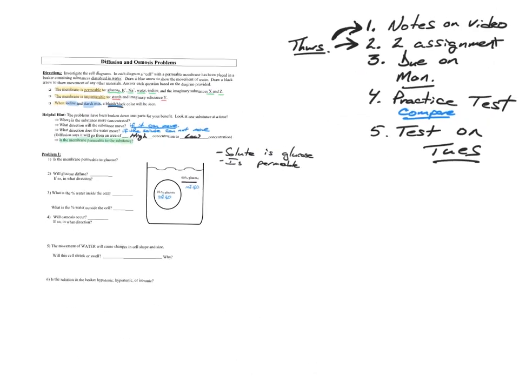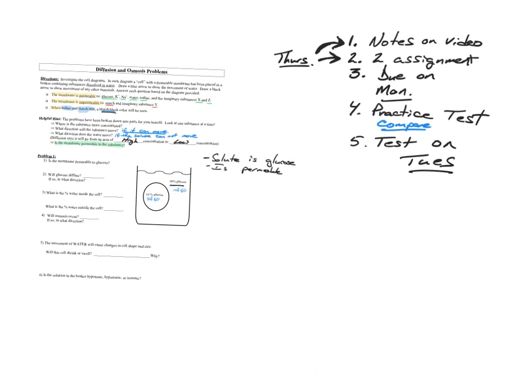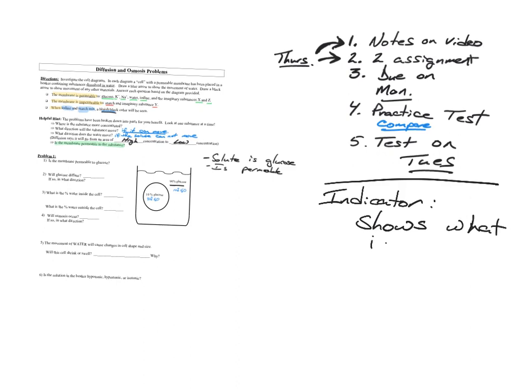What does it mean to be an indicator? Please answer at your leisure. To show something. It shows what's happening. That's what I meant to say. Or what's there. A pH indicator tells you what the pH of the liquid is.